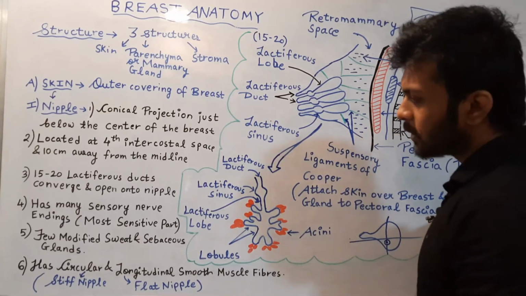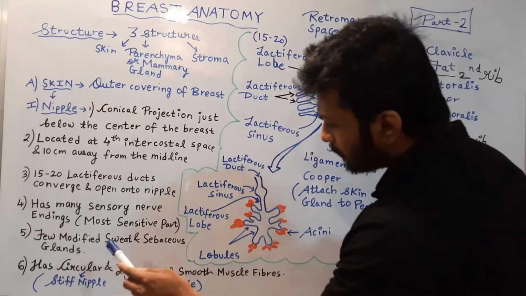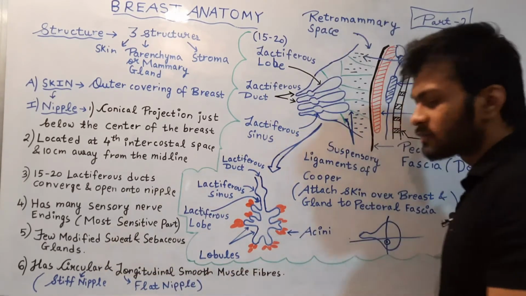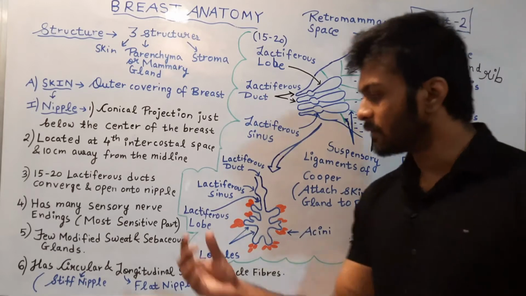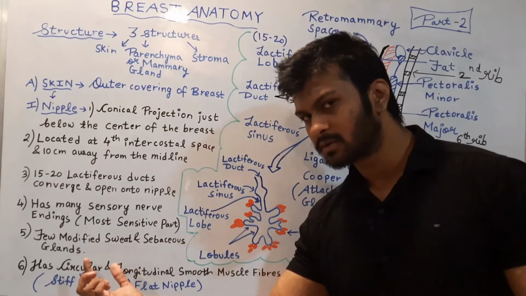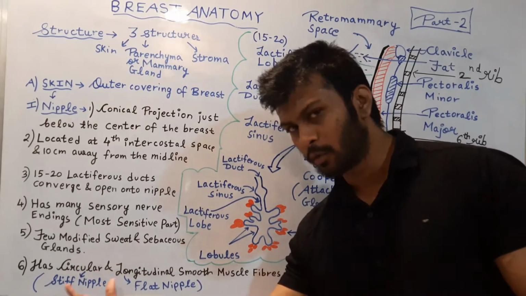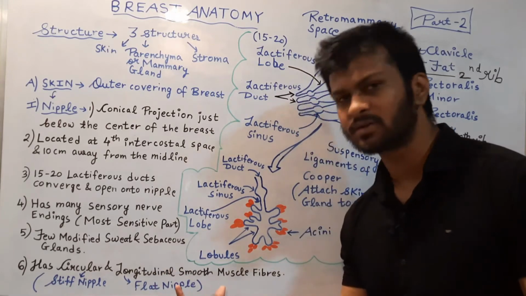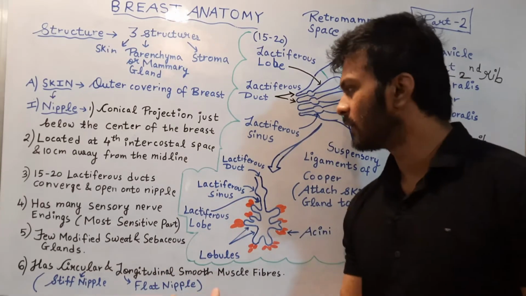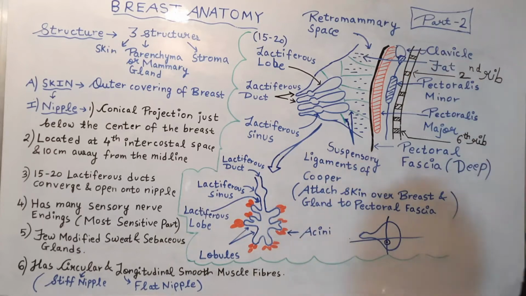There is one more important point, that the nipple has circular and longitudinal smooth muscle fibers. Okay, because of circular smooth muscle fibers, nipple will become stiff, whereas due to longitudinal smooth muscle fibers, the nipple will become flat. Okay, so this was about the nipple.